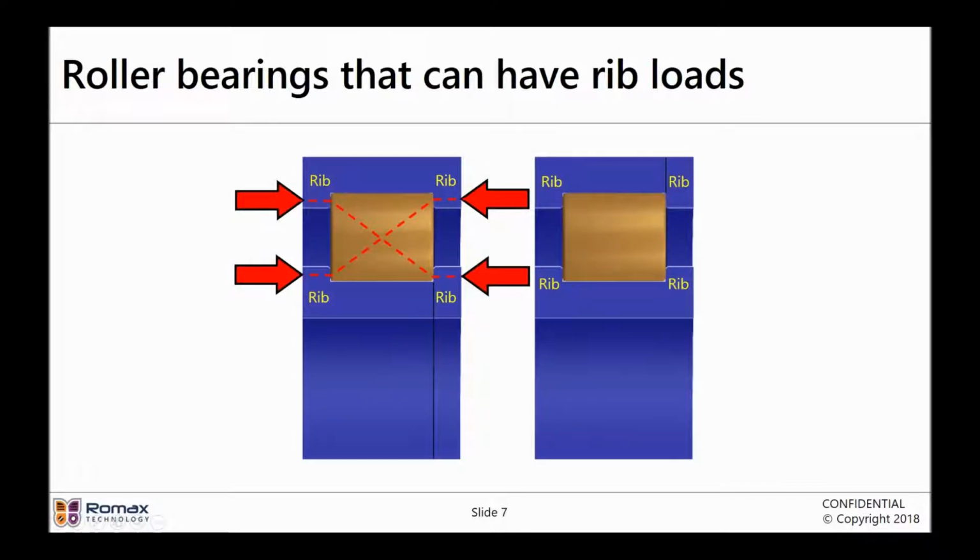And then there are those that have two ribs that are integral, in this case with the outer, one rib integral with the inner, but there's a separable inner rib that can be clamped in place, so it'll actually take thrust in both directions. This one has two integral ribs on the inner, one integral rib in the outer, and a separable rib, and it will do the same thing. It'll take thrust cross corner.